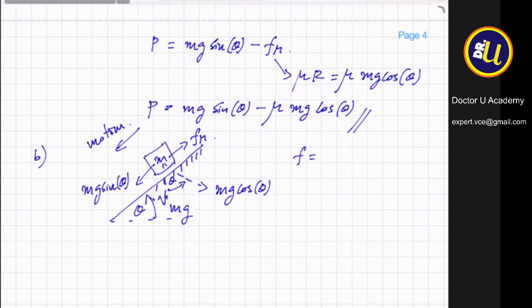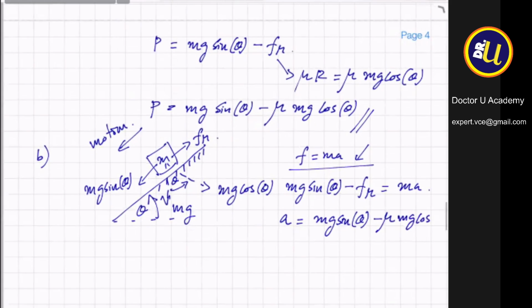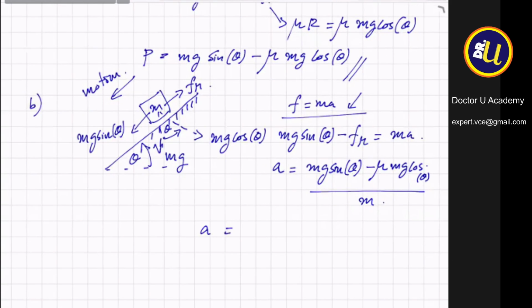So here if you use F equals ma parallel to the direction of motion, F would be mg sin theta minus Fr equals m times a. So acceleration would be mg sin theta minus Fr, which we found already as mu mg cos theta, the whole thing divided by m. So a would be, you can cancel out, g sin theta minus mu g cos theta, and that would be the answer for the acceleration.